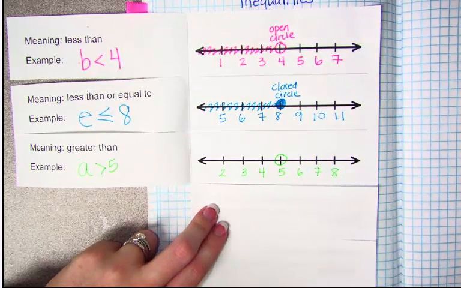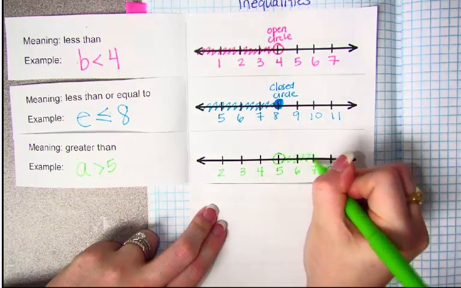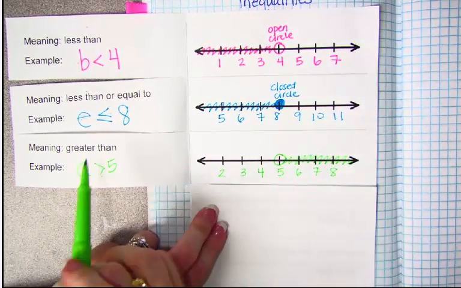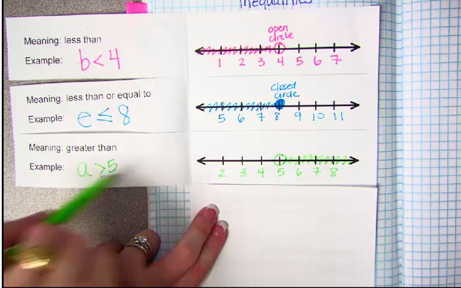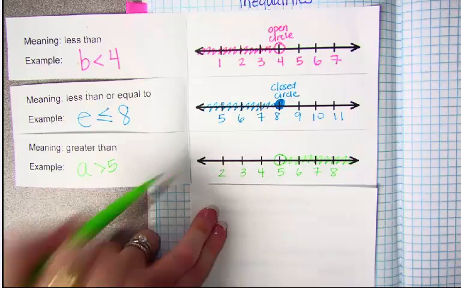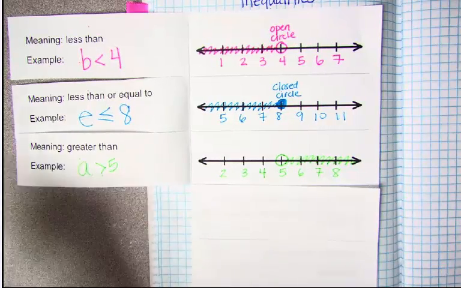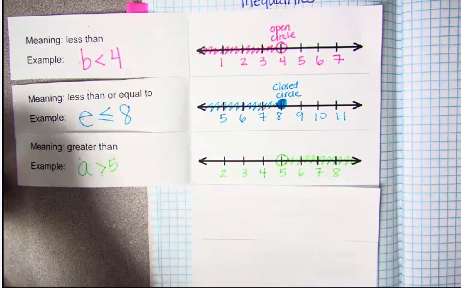So I go to 5, put my open circle. Now I want all of the numbers that are bigger than 5. Well, that's going to be 6, 7, 8. So I want to shade to the right. And using my trick, if I look at the greater than symbol, it's pointing to the right. So that would be the direction that I shade. Okay, the next one is greater than or equal to.